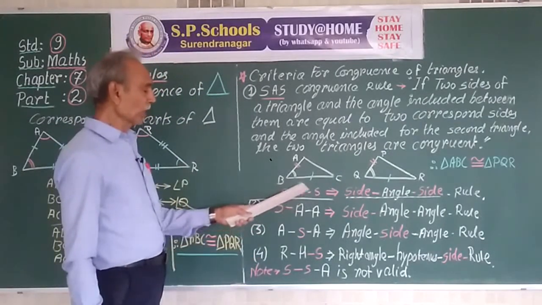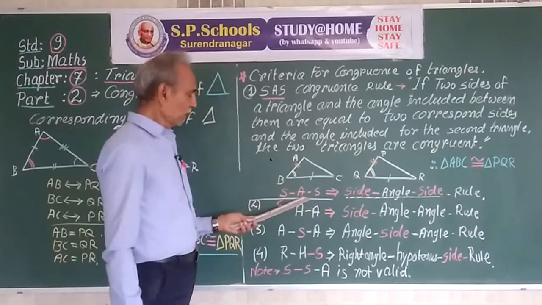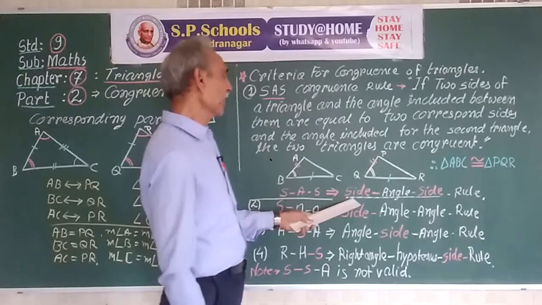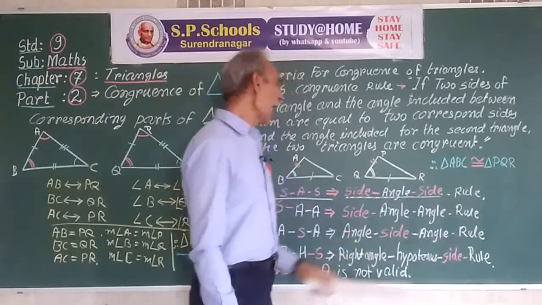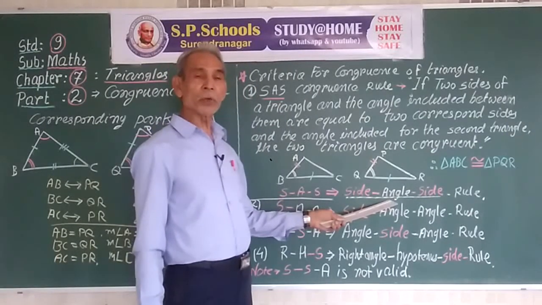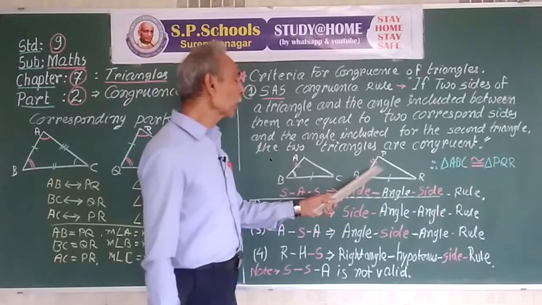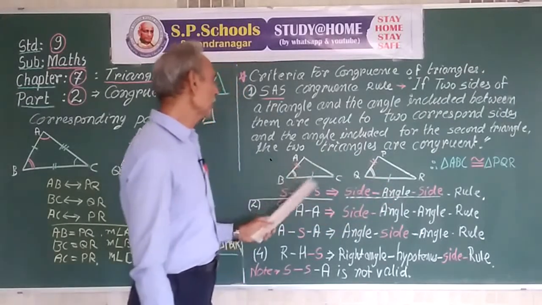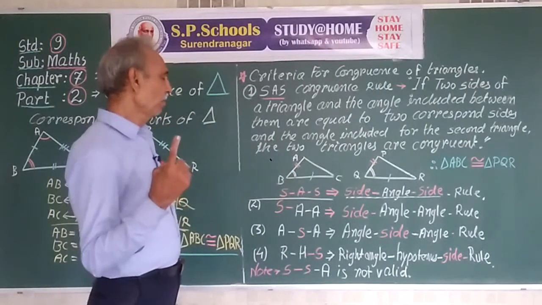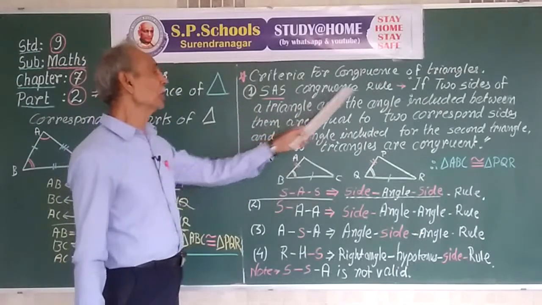A very important condition to be established here in case of the SAS rule, that is the side angle side rule, is that the angle which you consider to be equal in measure should be included by the two sides. This is an important fact to be considered here in case of the SAS congruency rule.